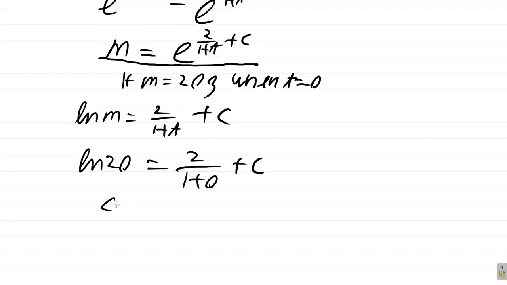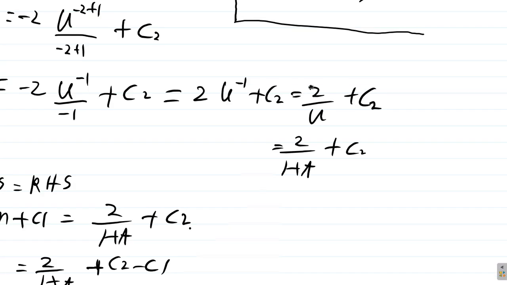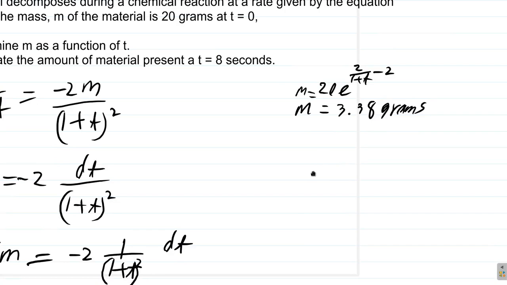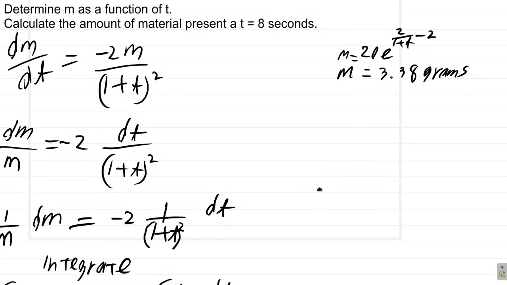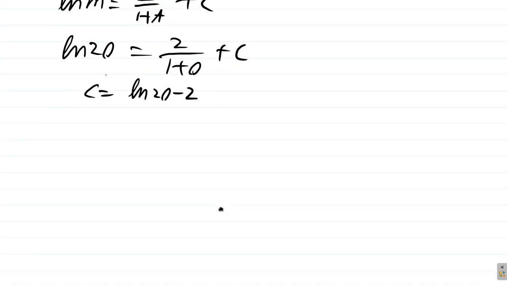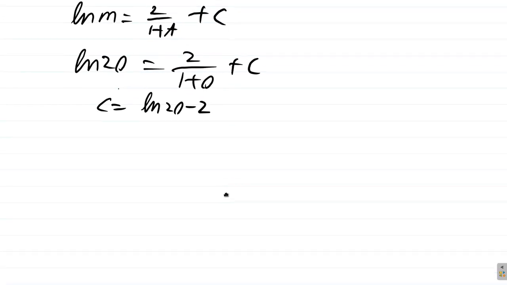So c would be, well, looking at this, c would be ln 20 minus 2. Alright? And you work it out. So I got the answer was this. Alright, c would be ln 20 minus 2. We run out of scrolling space already.